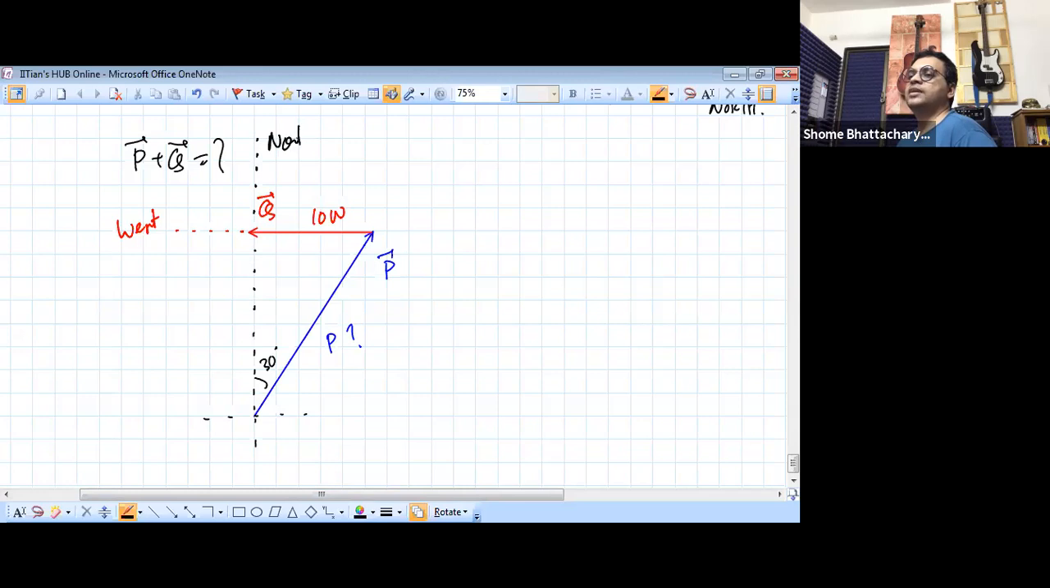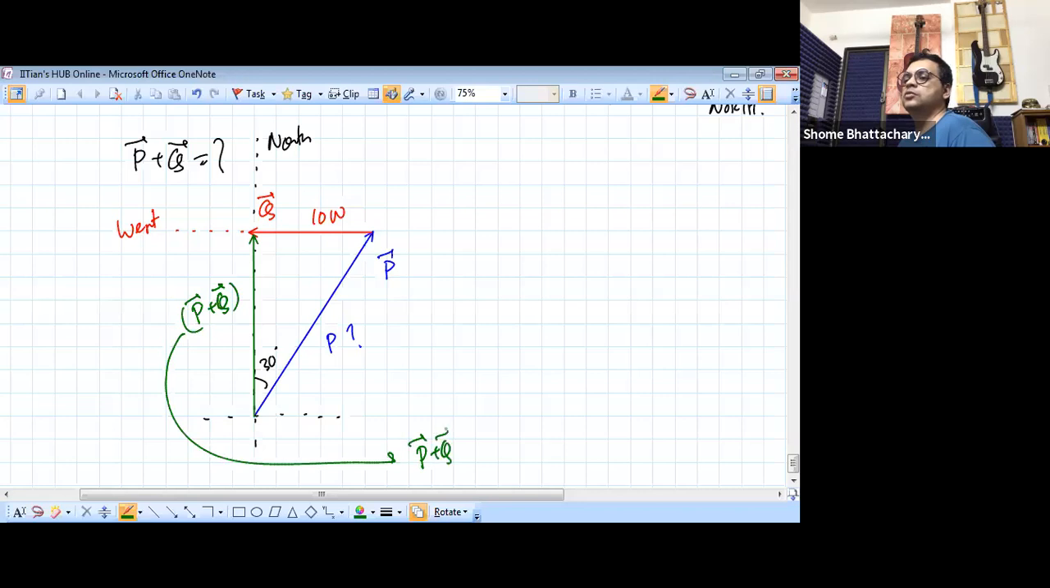Now my condition is that the resultant of P and Q should point towards north. That will happen in which situation? What is the resultant of P and Q in this diagram? It is the vector from the origin of P to the head of Q. So that vector should be exactly here. It should not be like this, it should not be like this. It should be exactly at 90 degrees to Q. So that is pointing like this. This should be P plus Q. That is the condition for P plus Q to be towards north.